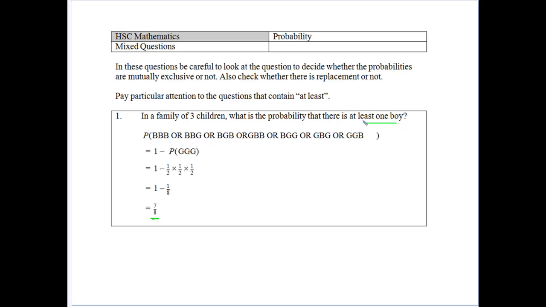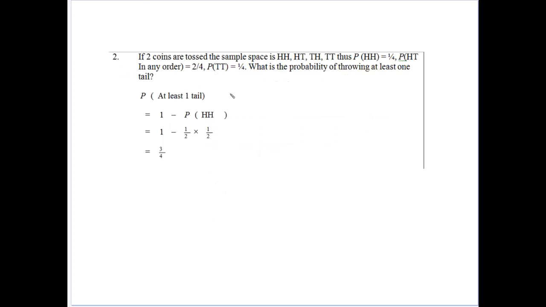So this is where this technique comes in handy. You can do it with 3 cases, but it's much easier than doing 7 different probabilities to just do 1 minus 1 probability. So be careful when you see the idea of at least 1, because that one comes up a lot. We're going to use a complementary event.